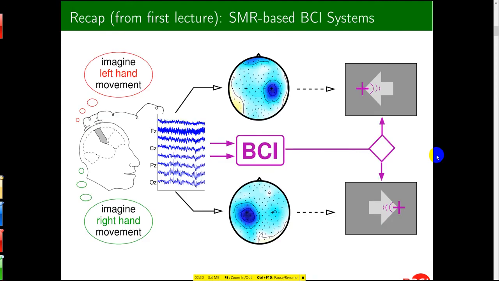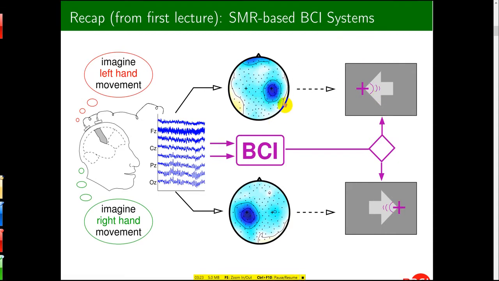SMR stands for sensory motor rhythm. Sensory relates to our sensory cortex. If you imagine left hand or right hand movement, the opposite or contralateral side of your cortex will start firing. So starting firing reflects the change in the modulation of your EEG patterns or brain rhythms. Okay?